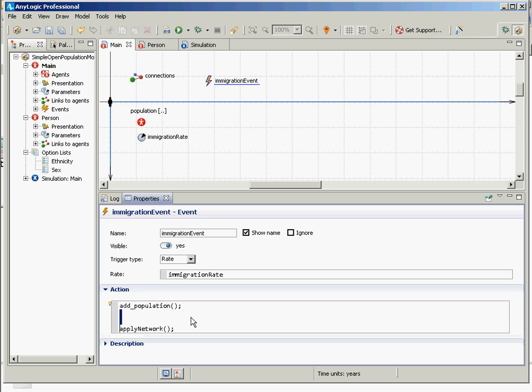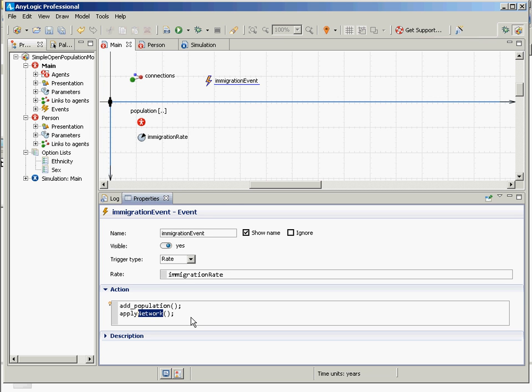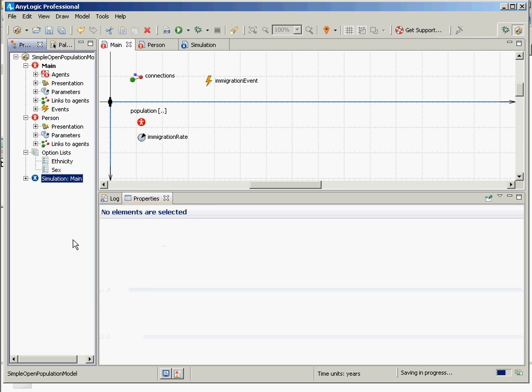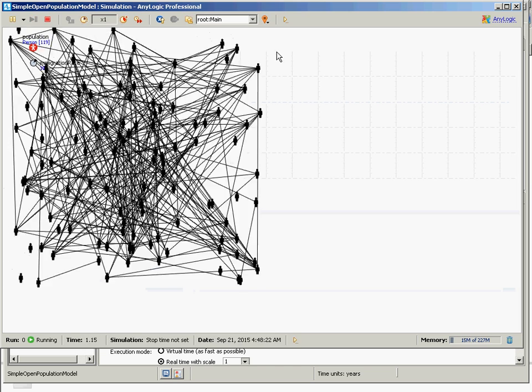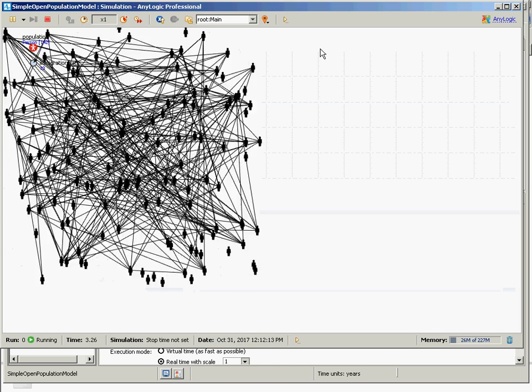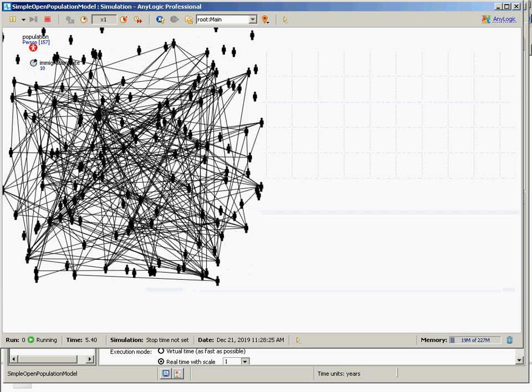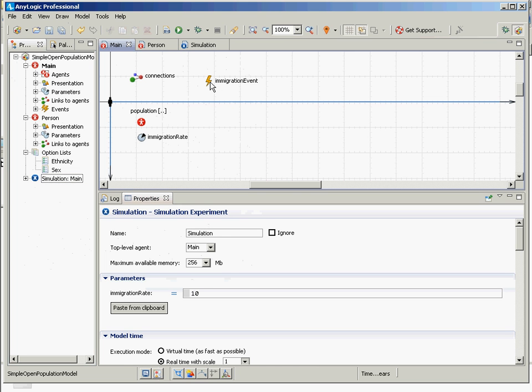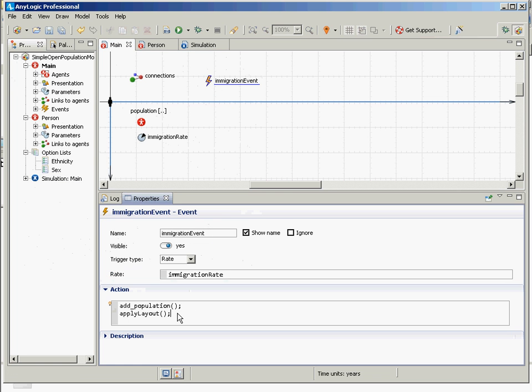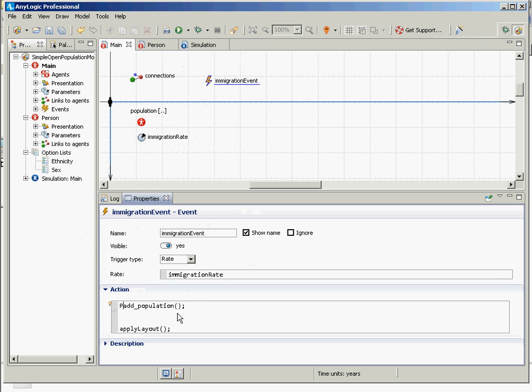Apply layout. Oh, okay. Well, that's exciting. Great. Terrific. So it looks like this is actually a little bit less automated than AnyLogic 6. So we want to add them to the population, and then we want to set their X and Y location.